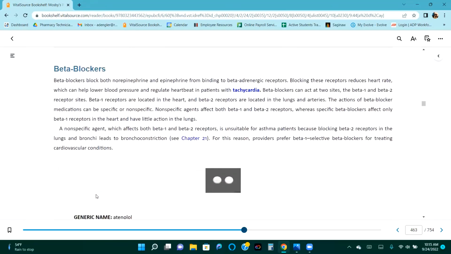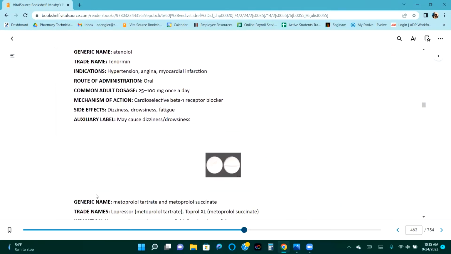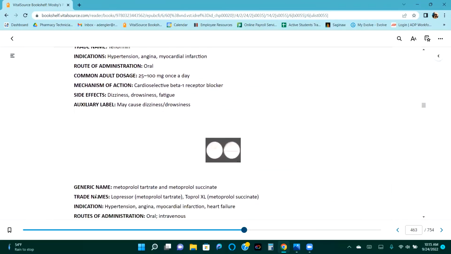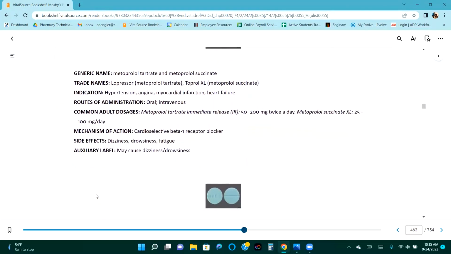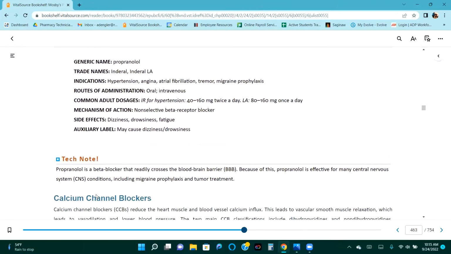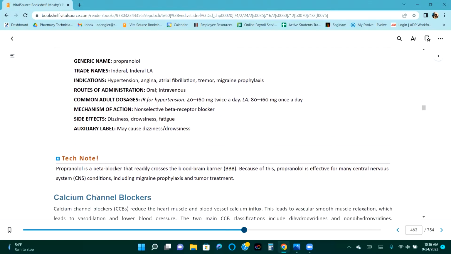Beta blockers block both norepinephrine and epinephrine from binding to beta adrenergic receptors. Blocking these receptors reduces heart rate, which can help lower blood pressure and regulate heartbeat in patients with tachycardia. Some examples: atenolol, used for hypertension, angina, and myocardial infarction, like a heart attack. Metoprolol tartrate and succinate. Propranolol, which is used for a lot of different things now: hypertension, angina, atrial fibrillation, tremors, migraine prophylaxis, and is even used for chest pains and anxiety and things of that nature.